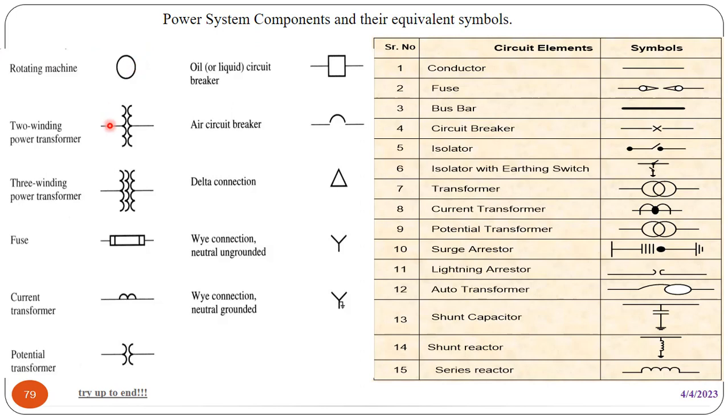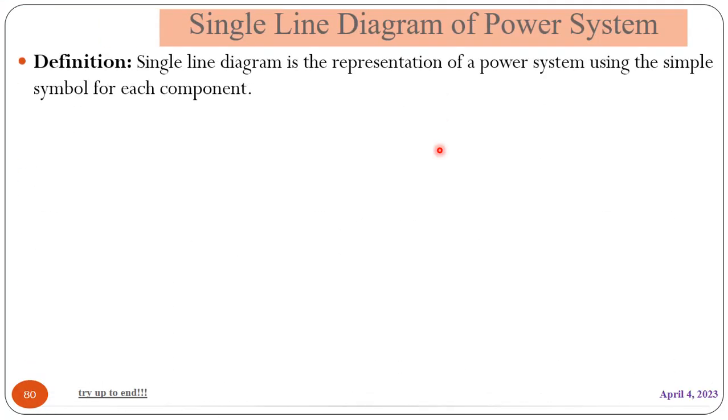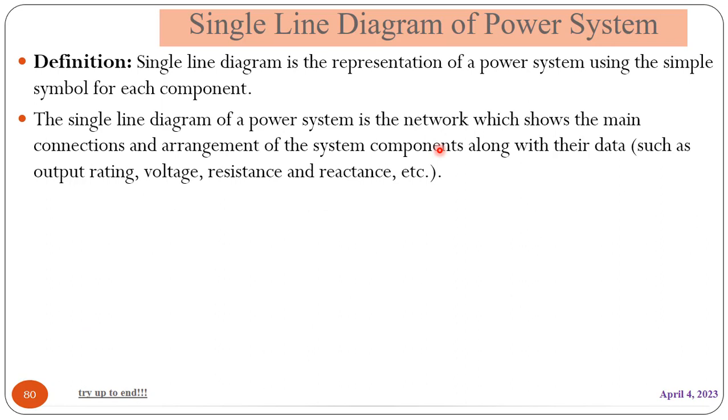Rotating machine and bus, two winding transformer, three winding transformer, fuse, current transformer, potential transformer, oil circuit breaker, air circuit breaker, delta connection, star connection, and wye connection. Basically, graphical symbols for a single line diagram of a power system.